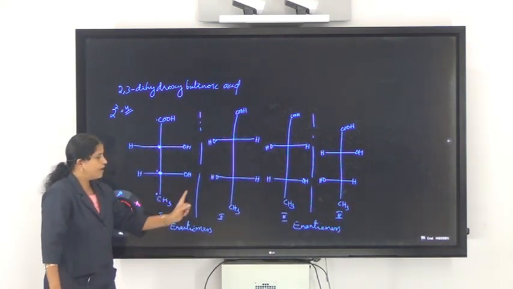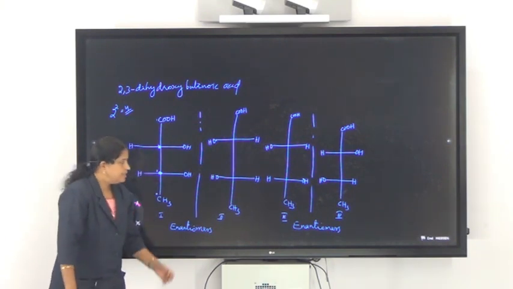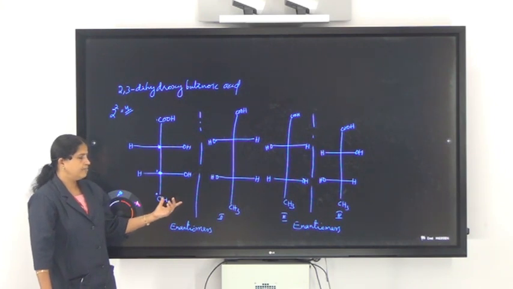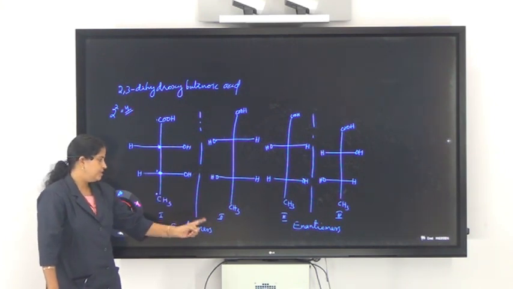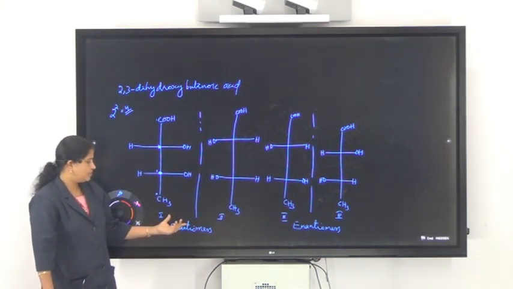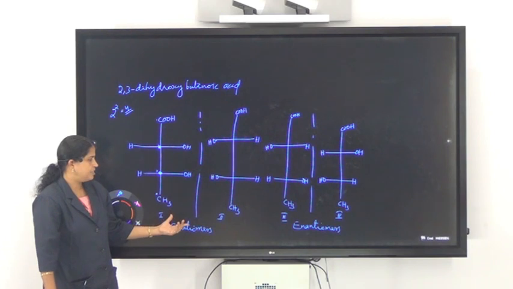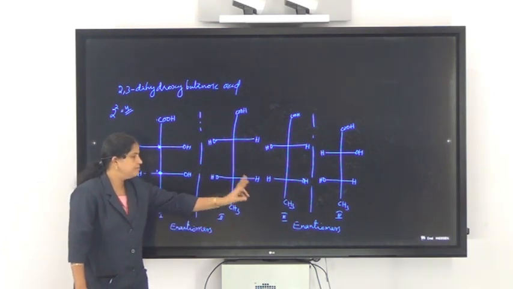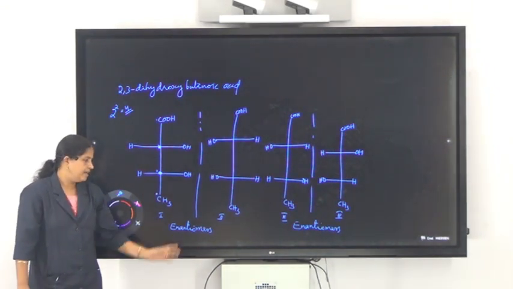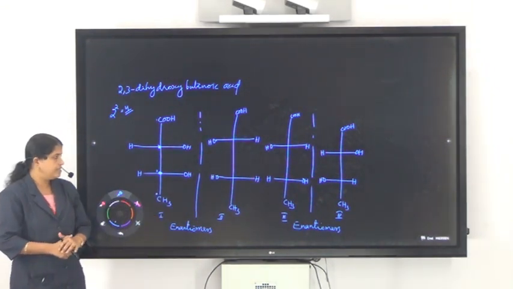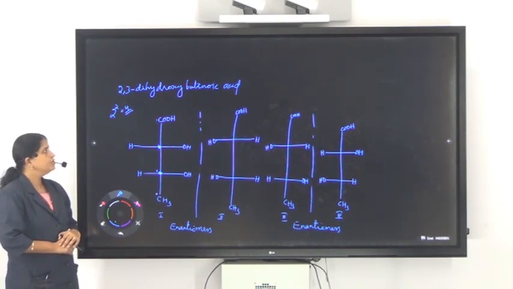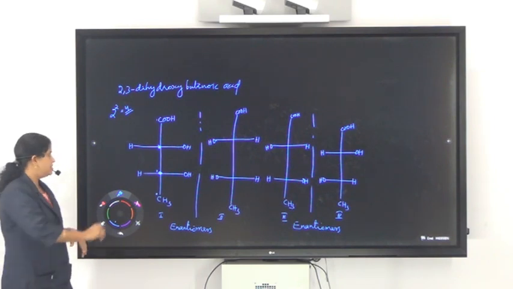Then take the case of 1 and 3. These are not related as mirror images, therefore they are diastereomers. Then take 1 and 4. They are not related as mirror images, so they are also diastereomers. Then 2 and 3, and 2 and 4 are also diastereomers. There are 2 enantiomeric pairs, and in total 4 optical isomers are possible for 2,3-dihydroxybutanoic acid.